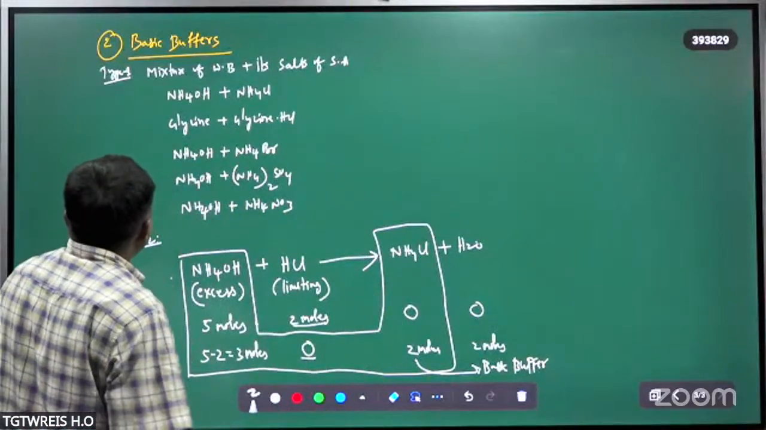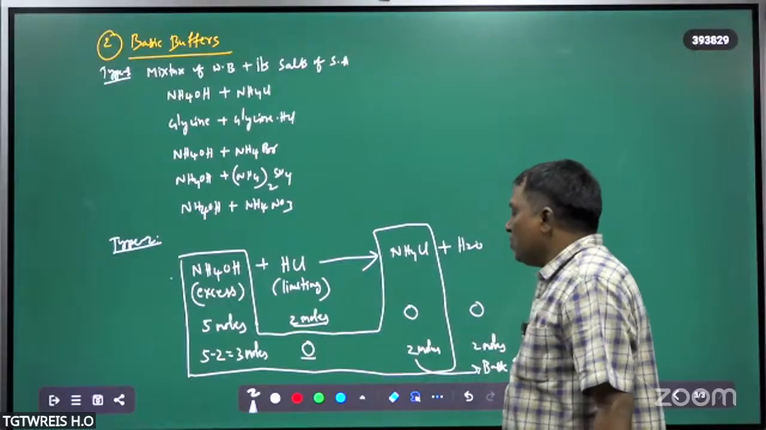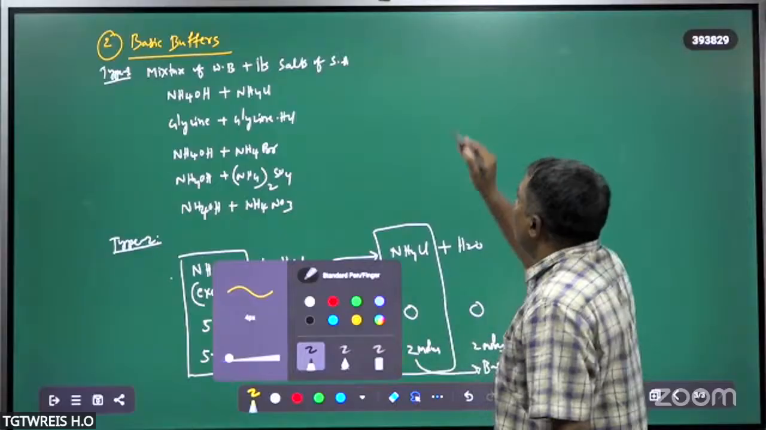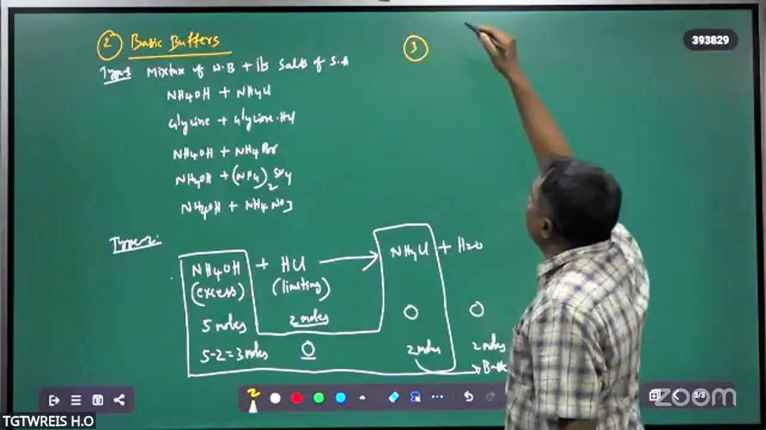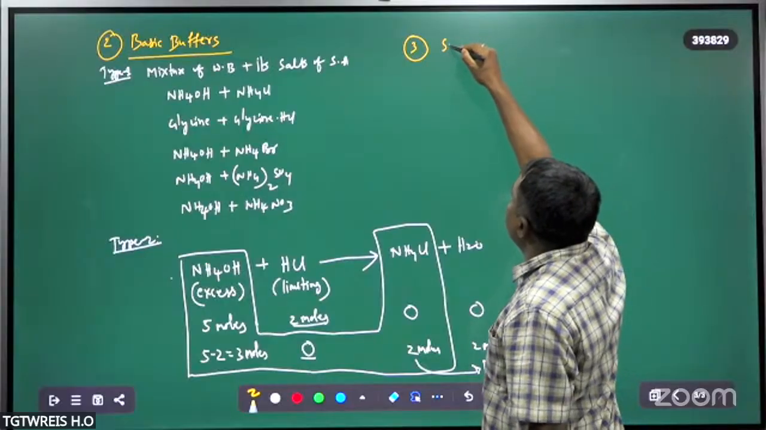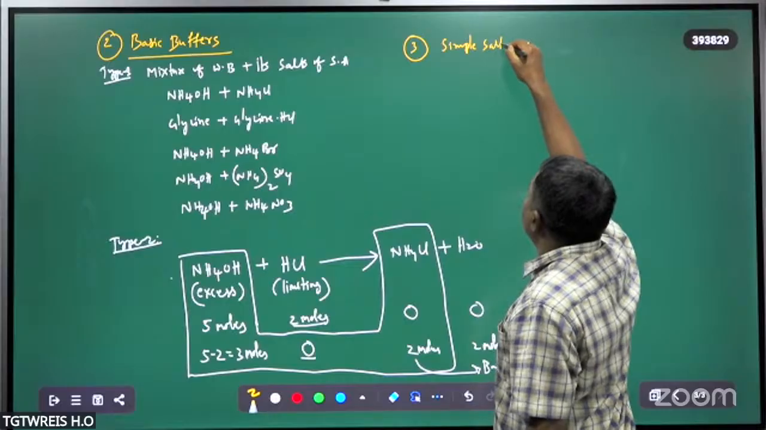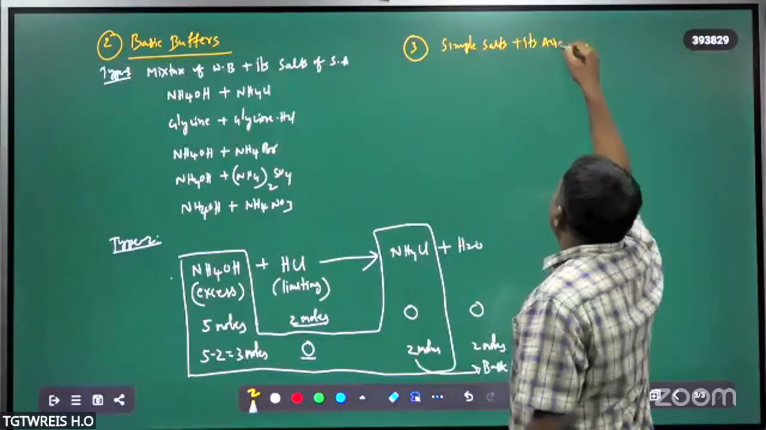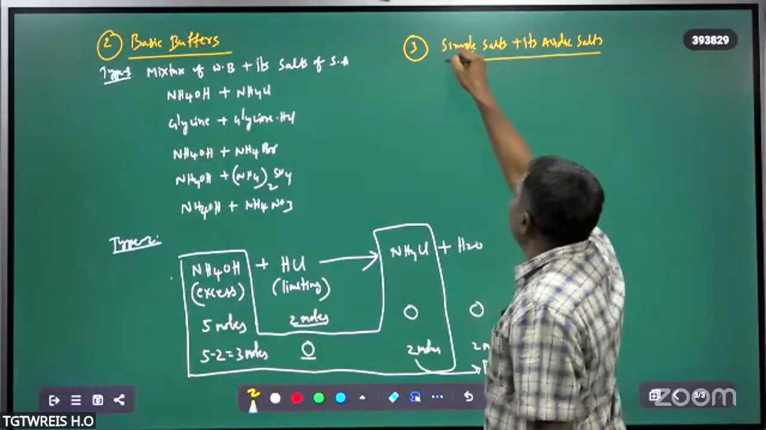So this is the second type of buffer solutions, the basic buffers. Now the third is the simple salts and its acidic salts. Acidic salts will also act as a buffer.